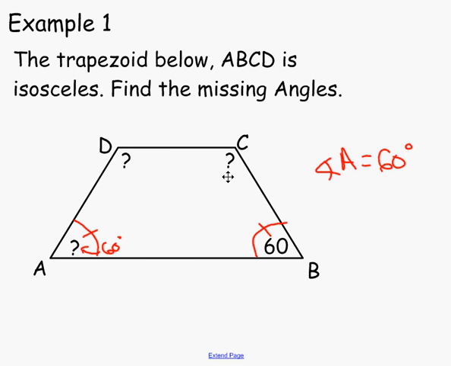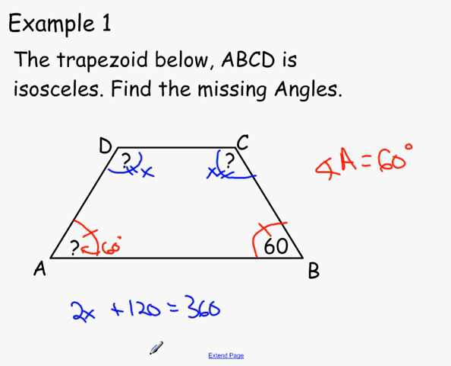All right, now we have to find these two angles, angles D and C. Well, what do we know? We know that these two angles are also going to be equal to each other, so I could label them both X. So I know that 2x plus 60 and 60, which is 120, equals 360, right? Because they all have to add up to 360.